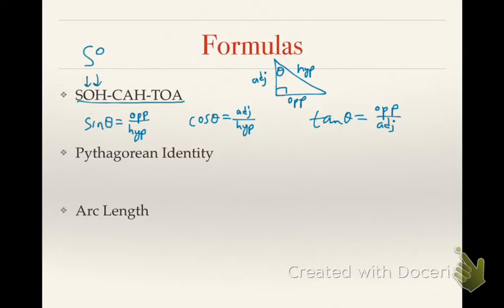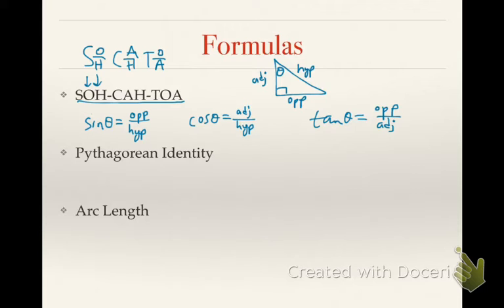I like to write it like this: SOH CAH TOA, because that more clearly shows the relationship between the sides. But either way, as long as you know that phrase, SOH CAH TOA, you can find the sine, cosine, and tangent of any angle.